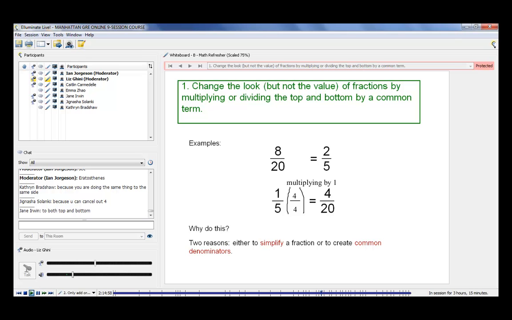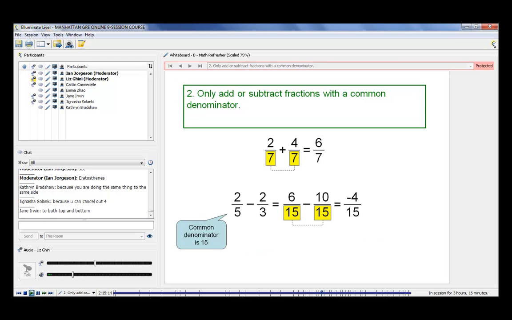Okay, so it's good to know why you can do this stuff. They play games with your head on the GRE. The math is pretty easy, but you have to know why stuff works. Okay? Or they will trap you. They're very sneaky people.